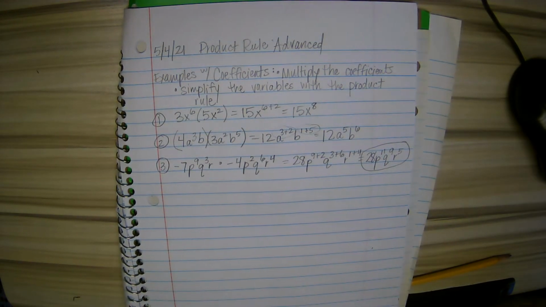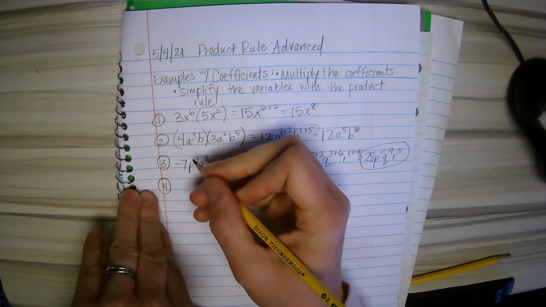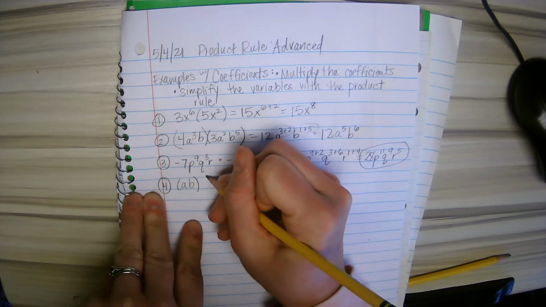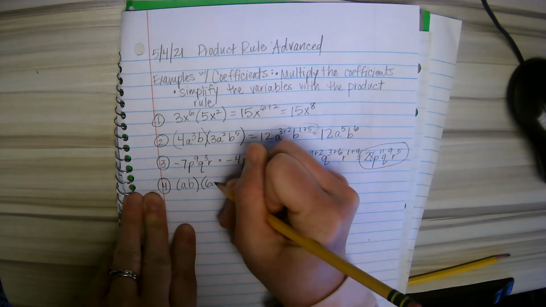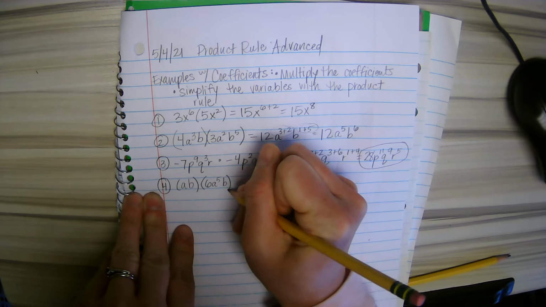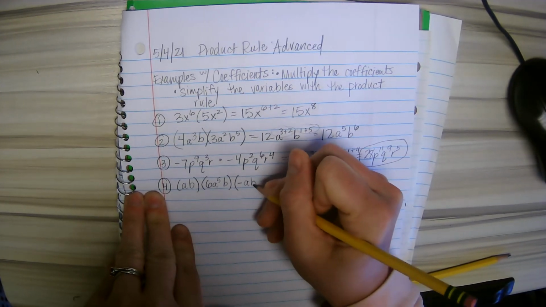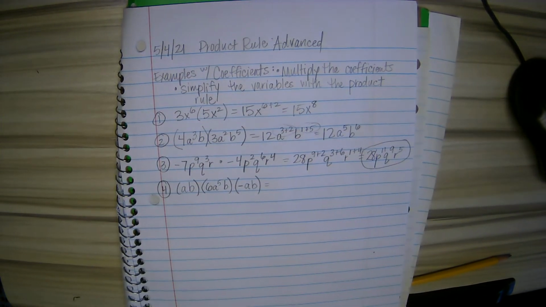That would be in simplified form. Okay? So I know it's going to get a little bit trickier as we go through here. Here's a tricky one. Let's see if you can do this one on your own. I'm going to try and stump you. ab times 6a to the 5th b times negative ab. Go ahead and pause your video and give this one a go.